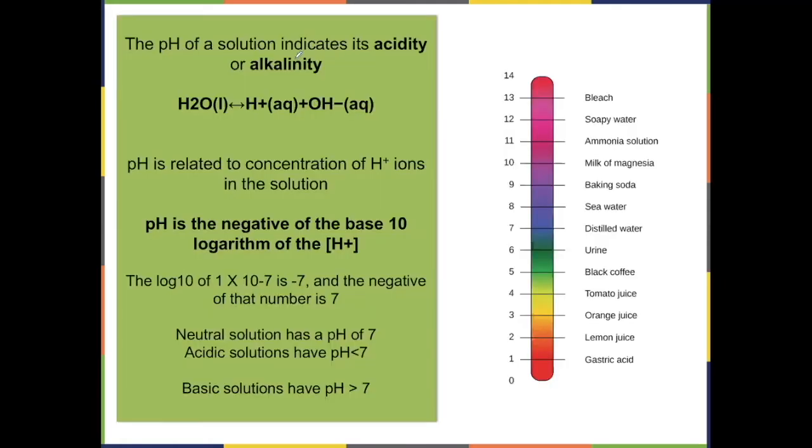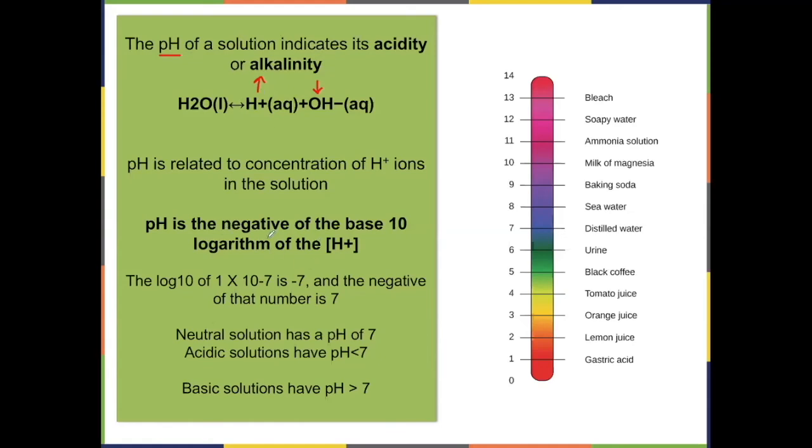The measure that we typically use to talk about whether something is acidic or basic is what is known as the pH. So pH is related to the concentration of the H plus ions in the solution. And because this is a reversible reaction, as the amount of H plus goes up, the amount of OH minus is going to go down, and vice versa. So really just being able to measure one of these things gives us a snapshot of what's going on with the H plus and the OH minus.